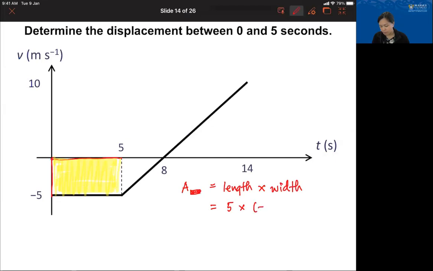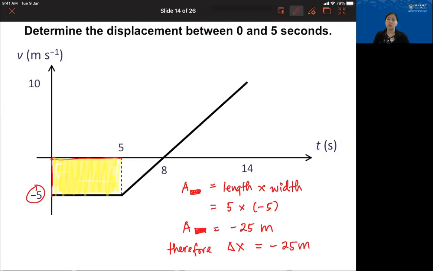Yeah, -5. So it's up to you. You can either use the -5 there, or you can use 5, and then you know that it's -25 meters for the displacement. So the area of the rectangle is -25 meters. Therefore, the displacement will be equal to -25 meters, or 25 meters to the left. Negative sign means the direction is the left.